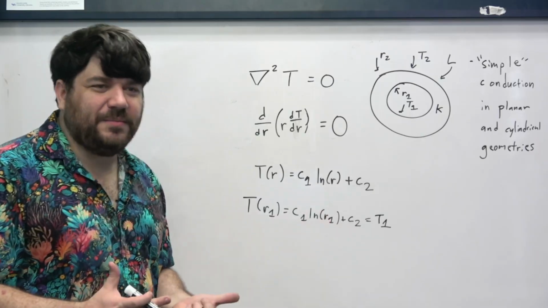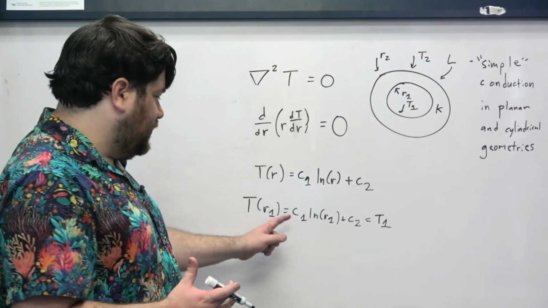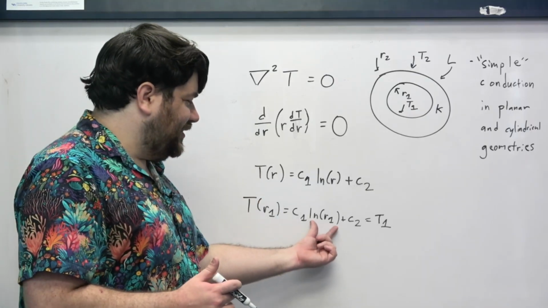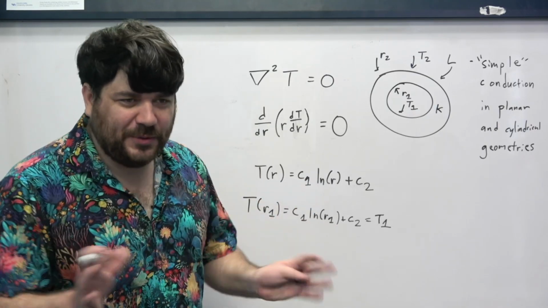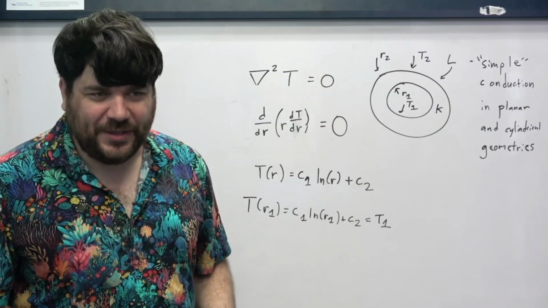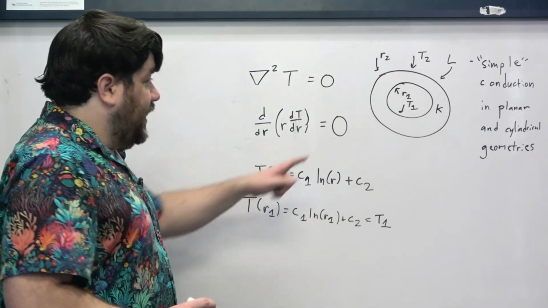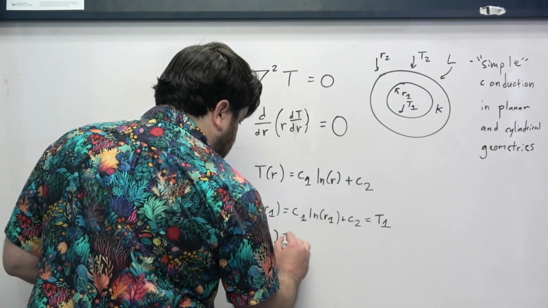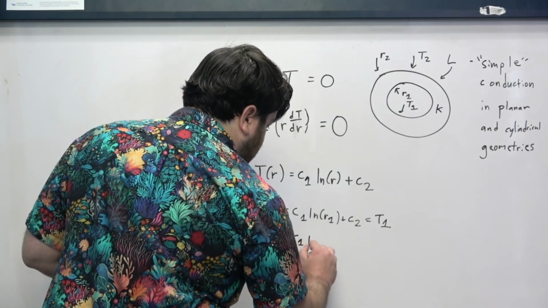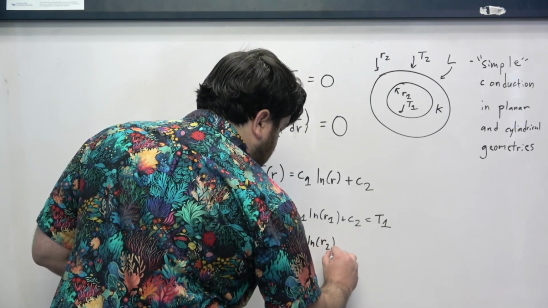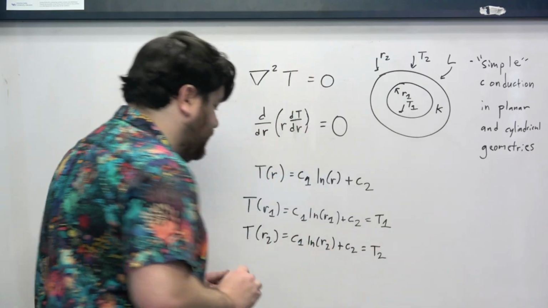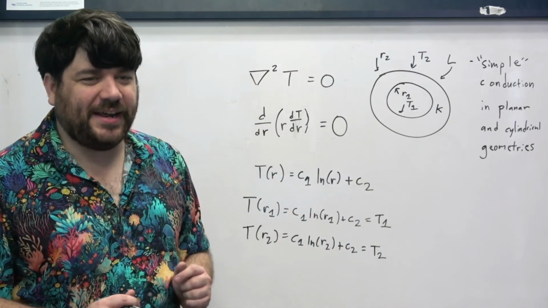This doesn't give me enough information to be able to solve for one of these constants, right? Because before in the planar case, this little term would have gone to 0, and so we would have been able to find C2. We can't do that here. We have to use the other boundary condition, which is that the temperature at R2 is equal to C1 logarithm of R2 plus C2 being equal to T2. So this is the expression that I get, all right?